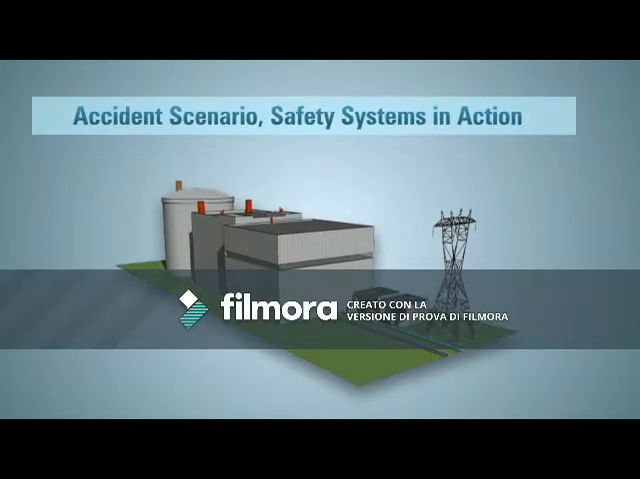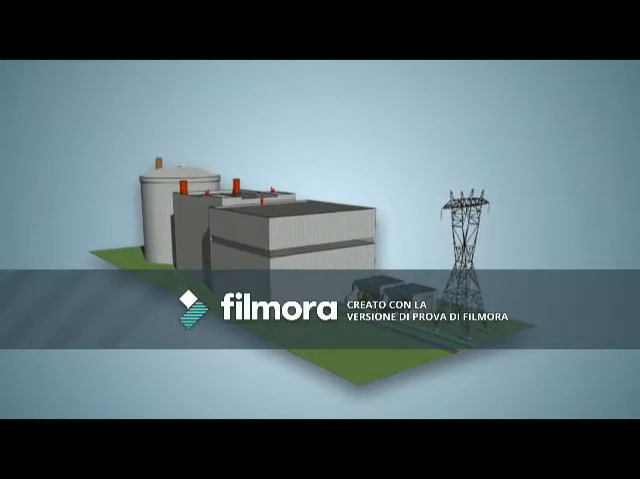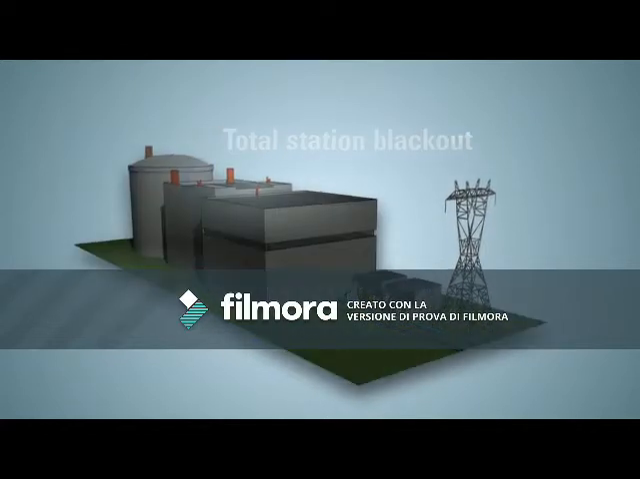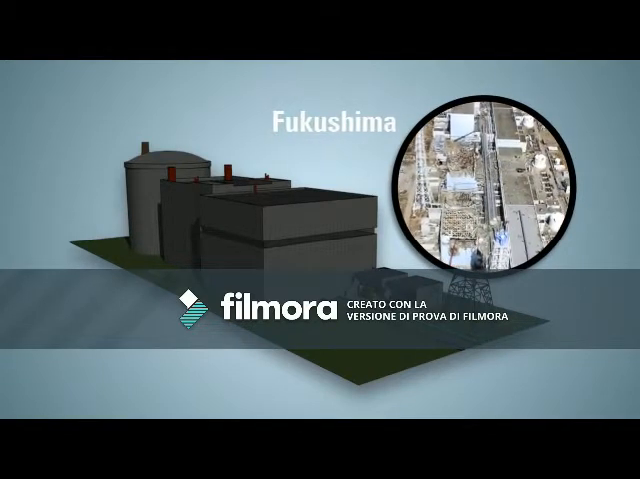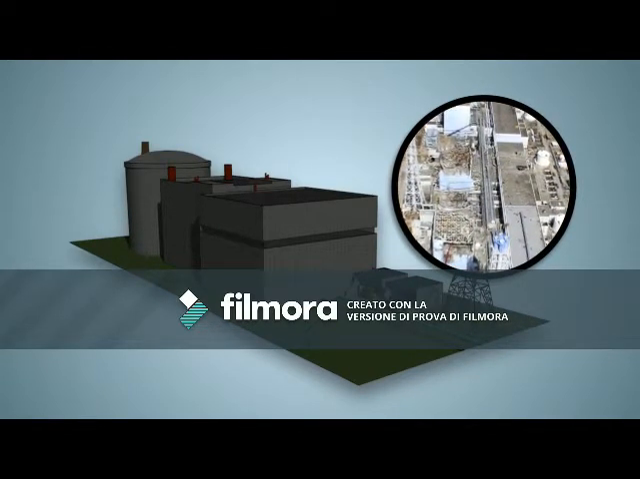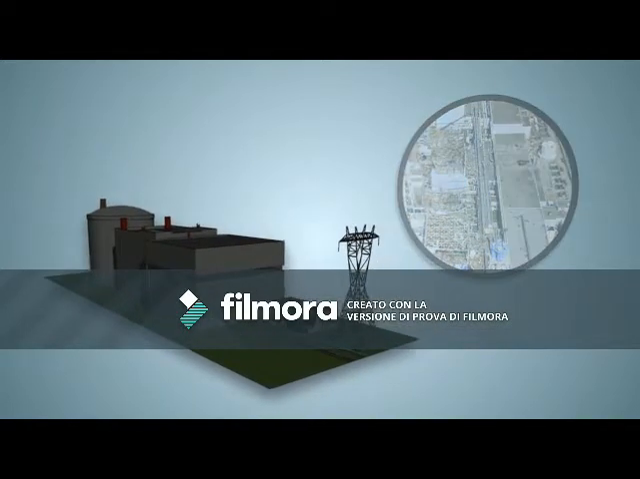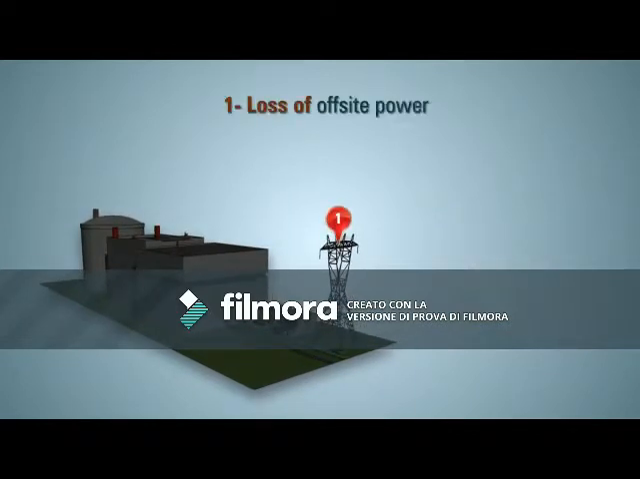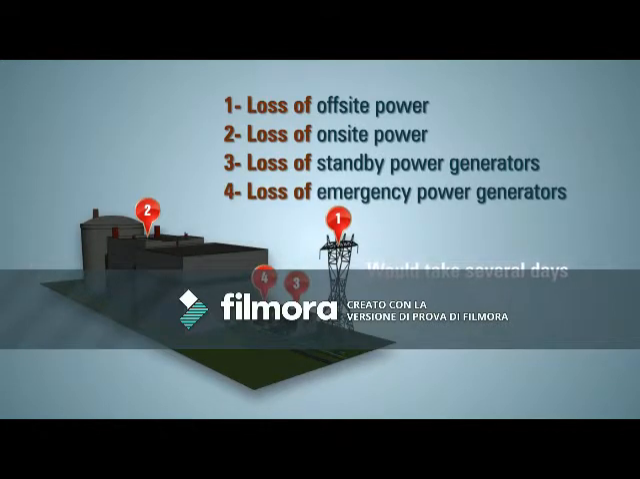To help you understand how the different safety systems work in an accident, let's look at an accident scenario where there is a total station blackout. This is what happened in Japan at the Fukushima Daiichi nuclear power plant after a 15-meter-high tsunami flooded it in 2011. A total station blackout means there are no longer any power sources available to the station. It's important to note that this type of accident would take several days to develop and is extremely unlikely given the safety systems in place.